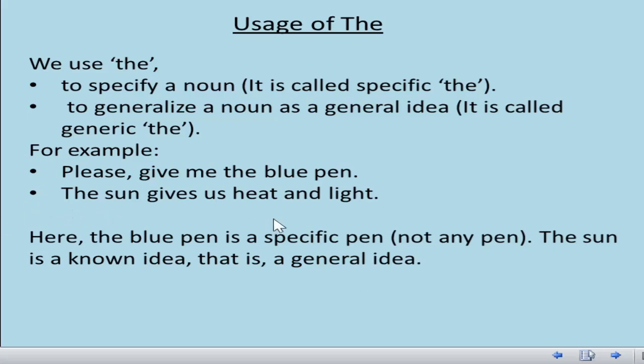The sun gives us light and heat. Here the sun, here sun is a general idea because sun is known to all. That's why here the is used to generalize the sun, and this type of the is called generic the.